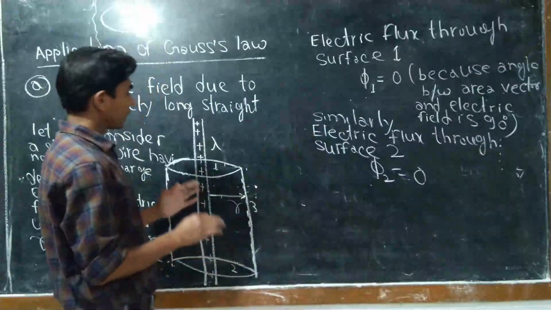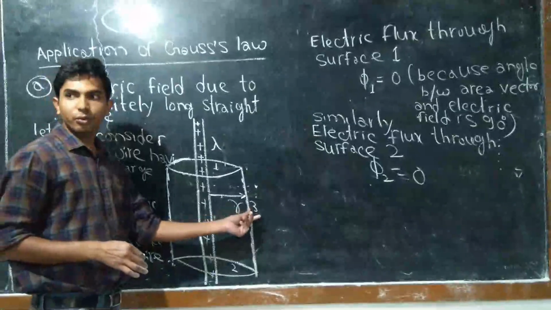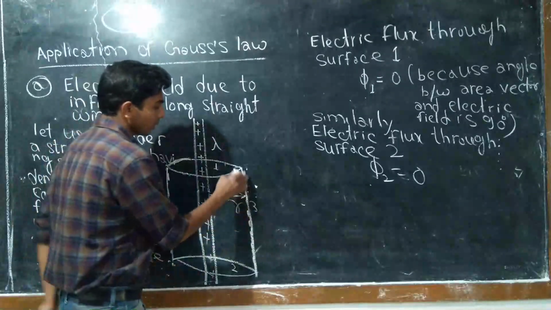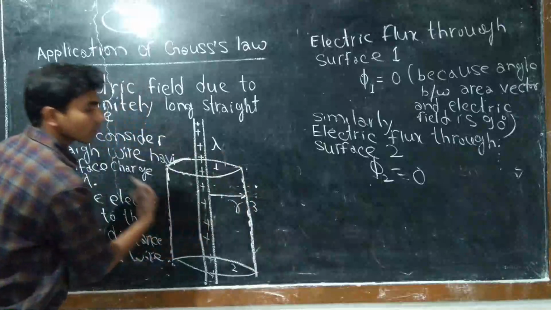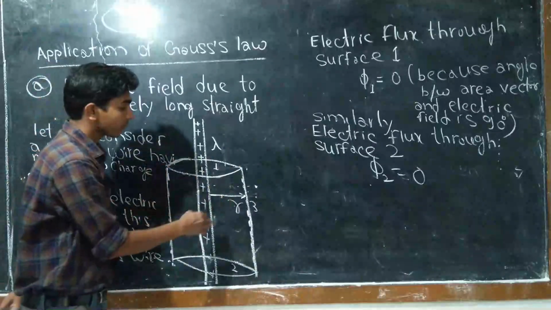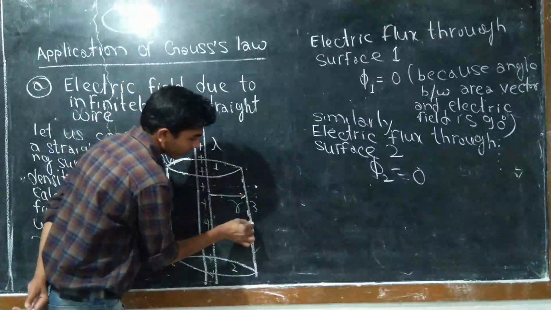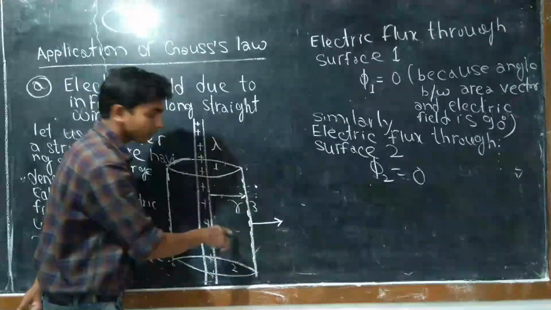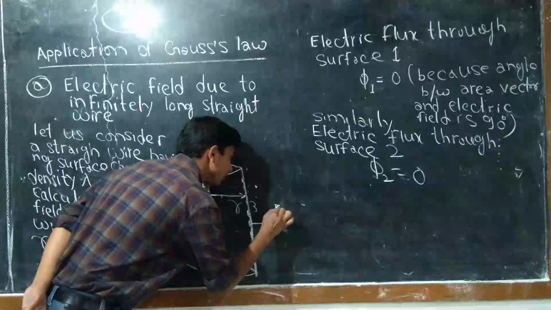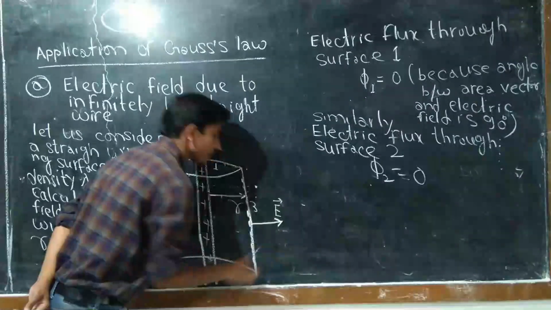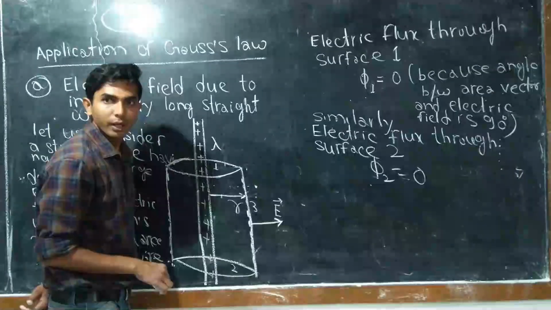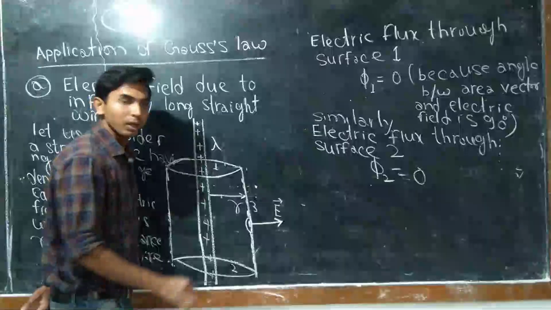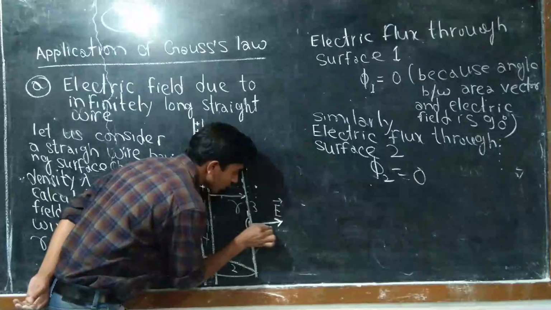And now we are going to find electric flux through this surface 3. On this surface you can see that the electric field is in this direction. And what about the area? Suppose I am considering a small area here. So the area vector is also in the outward direction.